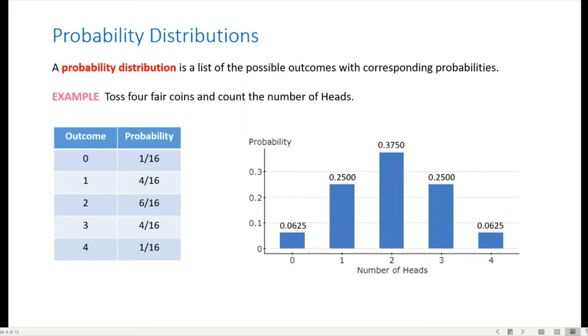Here's another example. Toss 4 fair coins and count the number of heads. So I'm going to take like 4 nickels and toss them in the air and count how many heads I get. Well, I could get 0 heads, and the likelihood of that is 1/16. I could get exactly 1 head, and that's 4 out of 16. I could get exactly 2 heads, that's 6 out of 16 probability. 3 heads, 4 out of 16, and 4 heads, 1 out of 16. So we see the different possibilities here, 0 through 4 are the number of heads I can get, and their associated probabilities. And that gives me a probability distribution.